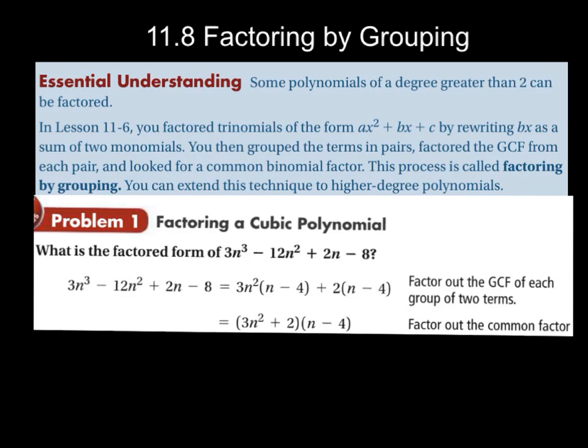So if you look at problem 1, we've got 3n cubed minus 12n squared plus 2n minus 8. And by factoring by grouping, we're again looking at the first two terms as a group and the last two terms as a group. And we're able to factor out a 3n squared from the first group and a positive 2 from the second group, leaving us our common factor of n minus 4. And then factoring out that common factor, we've got n minus 4 and 3n squared plus 2 as our two factors. So it's the same principle that we were using in factoring those other quadratic trinomials, just being applied to higher degrees.